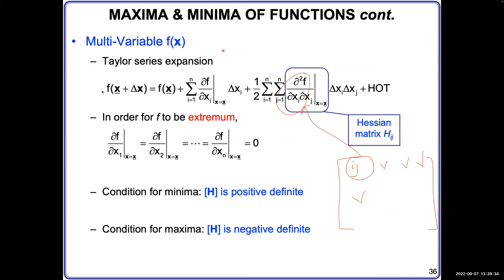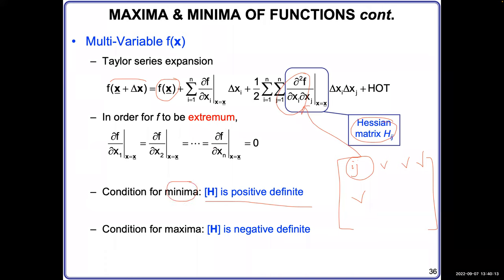In order for this kind of function to be at an extreme condition, we need partial F partial X1 equal to zero, partial F partial X2 also equal to zero, all of them equal to zero. Then this point is in the extreme condition. To determine whether this extreme is a maximum or minimum, we look at this Hessian matrix. If this matrix is positive definite, then it is a minimum value.